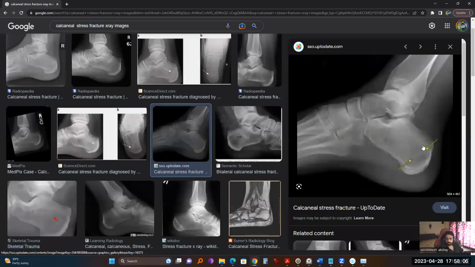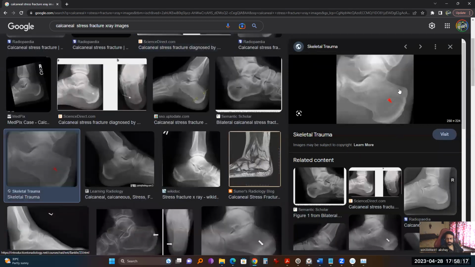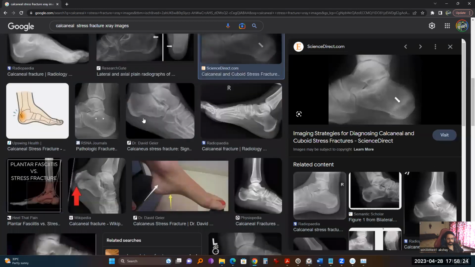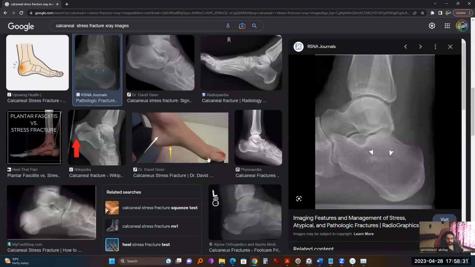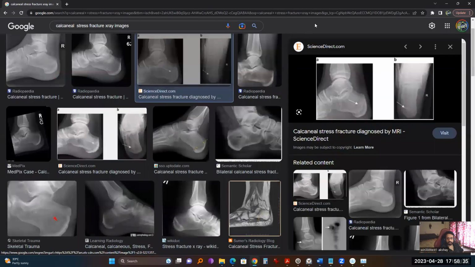Here another one is the calcaneal stress fracture, and this one is quite obvious. And here another one, and this one also is very prominent. Here also another one. So the basic thing is that this is what you need to remember to identify a calcaneal stress fracture.